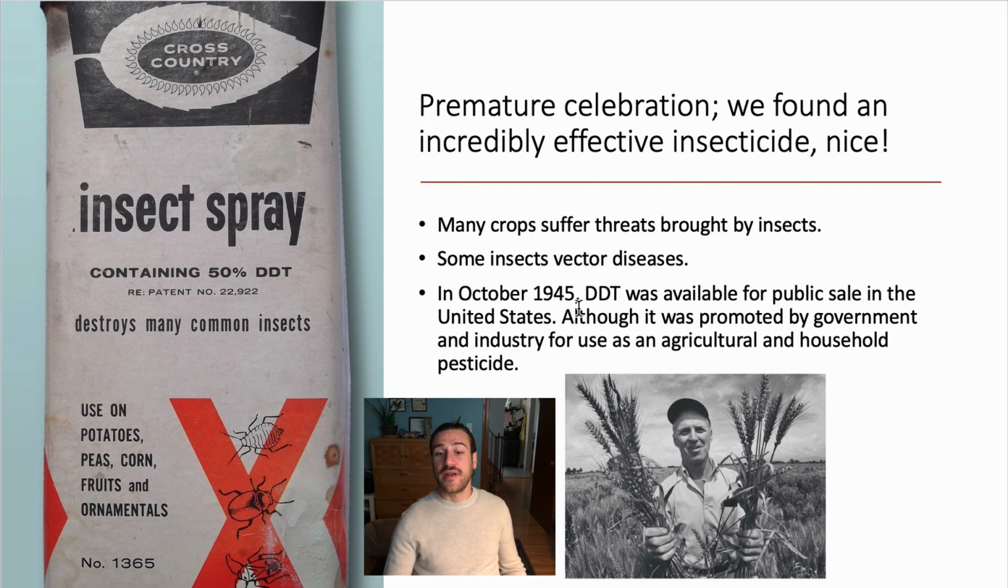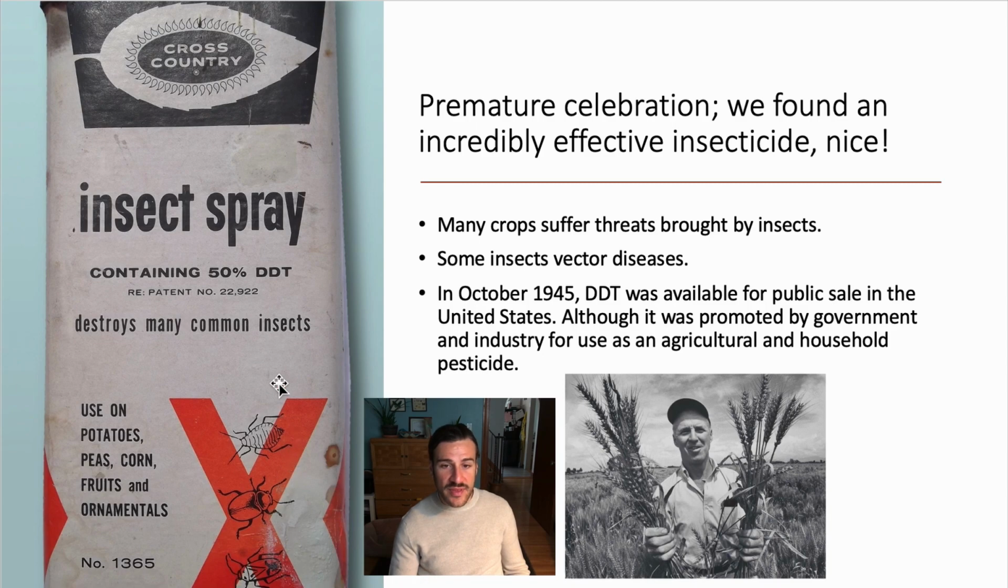But in October 1945, DDT was actually available to the public. So you can go to like Home Depot. I don't know if Home Depot was around back then, but these home stores, and you could buy this really strong chemical deterrent and you just put it on your garden if you wanted to reduce herbivory of your garden, for example. So in 1945, it was publicly available, and it was actually promoted by the government for the use of agricultural and household pesticides. So nobody thought anything of it.